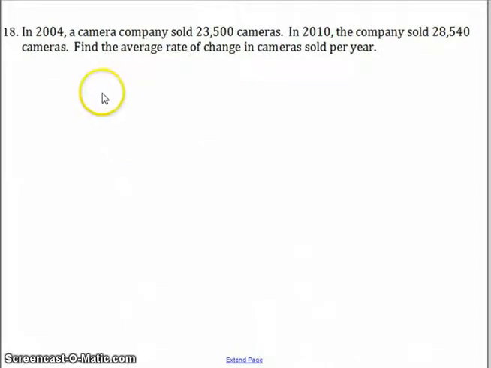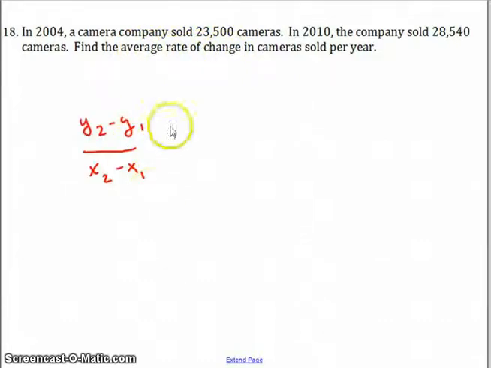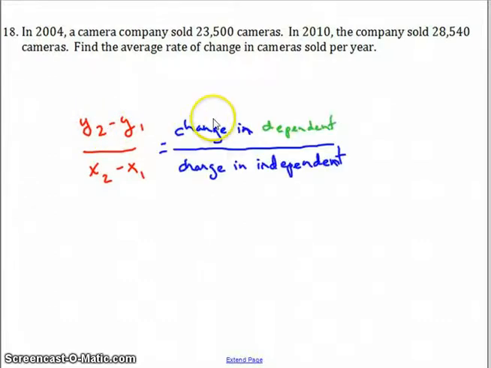18 was the last question, and most of you remembered that average rate of change means the same thing as slope. Well, there's my slope formula, but in this case I don't have a y2 and a y1, an x2 and an x1. I don't see those letters at all here. Instead, you need to remember that the y values are the dependent variables, and the x values are the independent variables. Well, what are the two things that are varying in this story? What are the two things that are changing? The number of cameras is changing, and the year changes from 2004 to 2010.